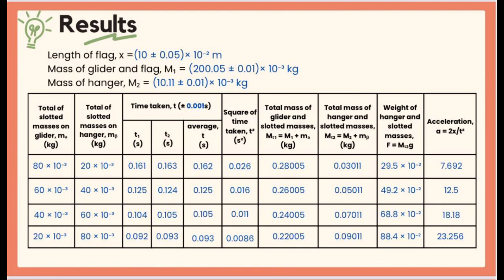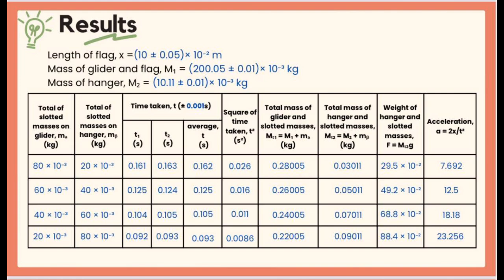The length of the flag, x, is 10 with uncertainty of 0.05 multiplied by 10 to the minus 2 meter. Mass of glider and flag, M1, is 200.05 with uncertainty of 0.01 multiplied by 10 to the minus 3 kg. Mass of hanger, M2, is 10.11 with uncertainty of 0.01 multiplied by 10 to the minus 3 kg. So here are the results. I will talk about them one by one.